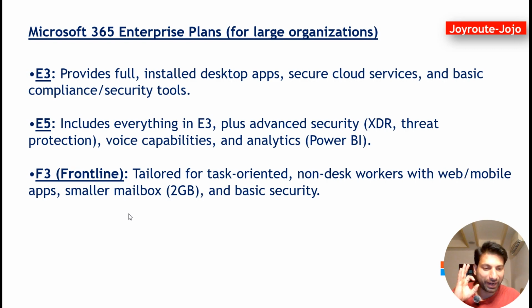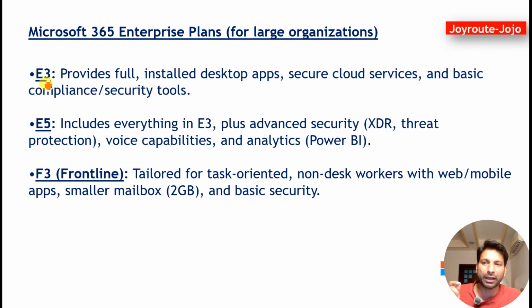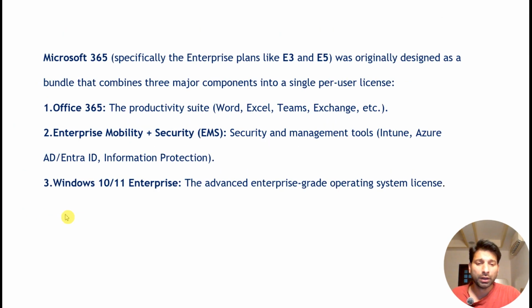As I told you, we have divided M365 license into two. One is business plan, the other one is enterprise plan. In business plan, we have three different plans: business basic, business standard, and business premium. The enterprise plans are either E3 or E5, and we have F3 for the frontline workers. So these are the three enterprise plans that Microsoft provides to us: E3, E5, and F3.